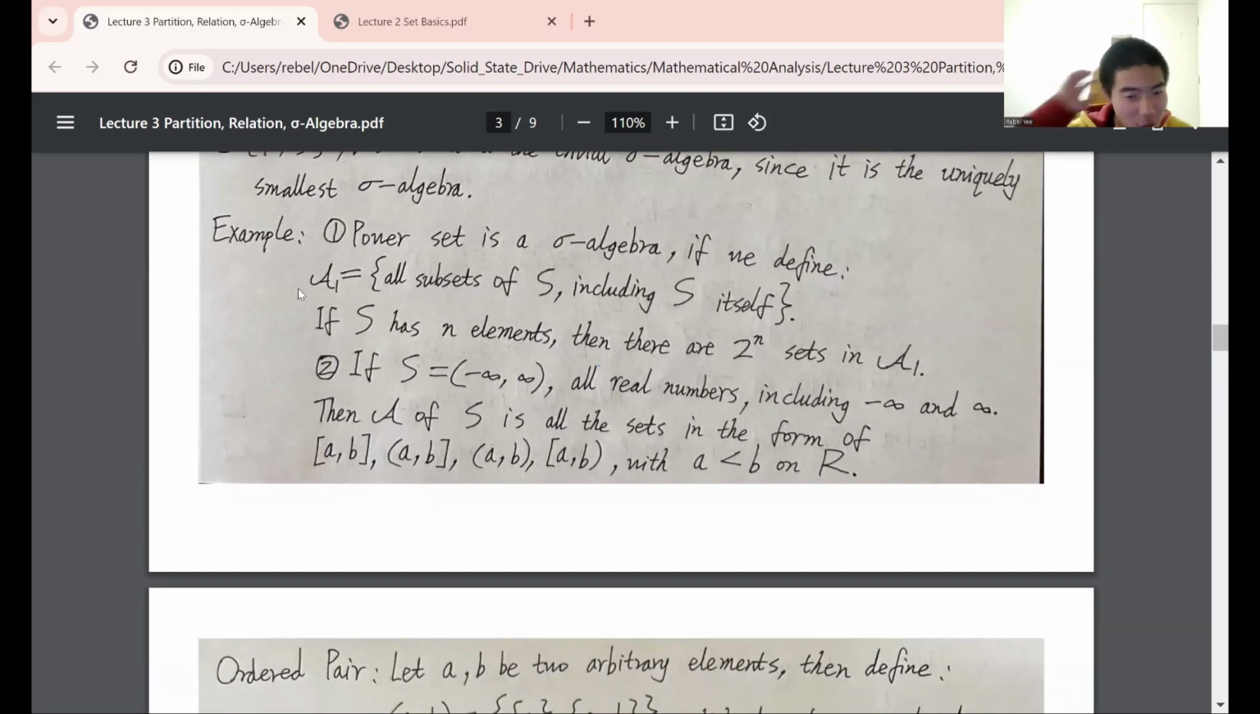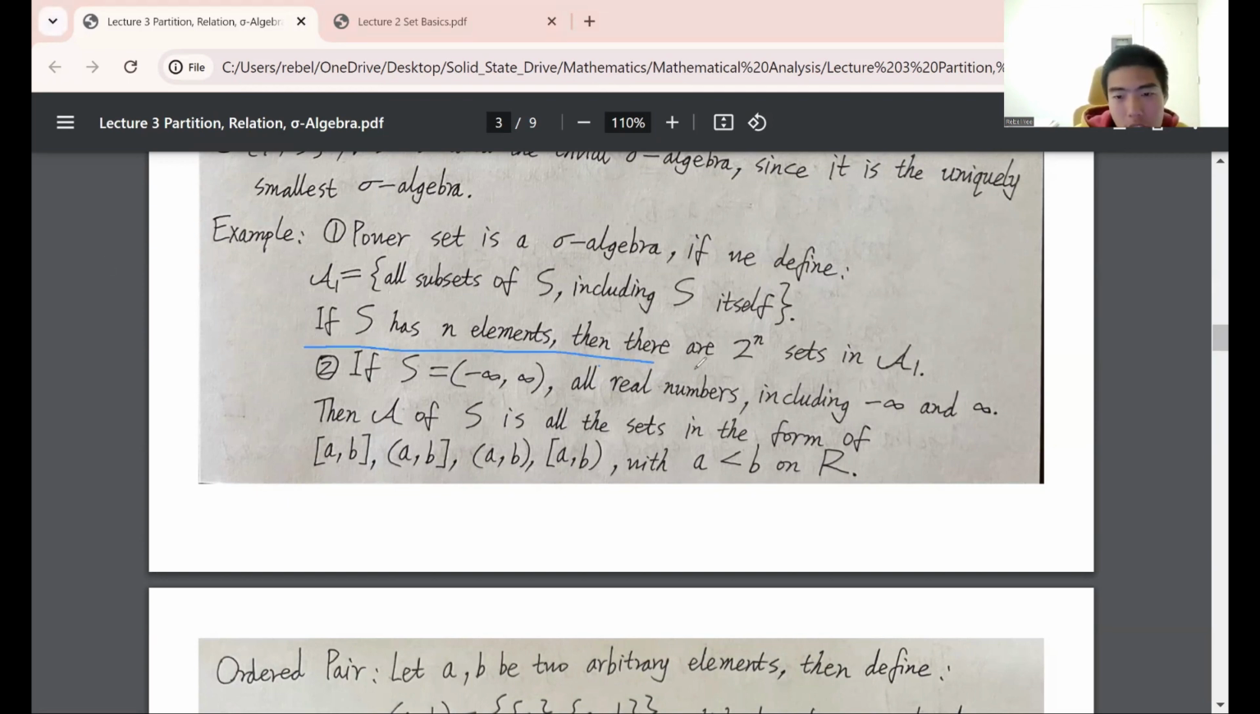Okay, so let's give some examples of sigma algebra. The power set is a sigma algebra, definitely, because in the power set, every subset has its complement as a subset, right? And the empty set is also a subset. So the first two properties are satisfied, and for the third one, it's the union of them. All of the elements are in the set, so it's also a subset of the original set itself. So every power set is a sigma algebra. That's it, especially for a finite set, a set with finite cardinality.